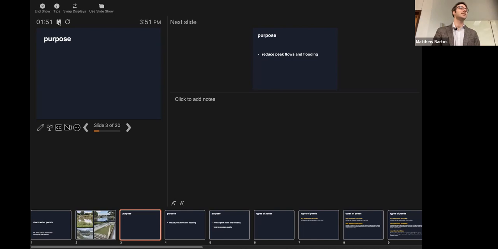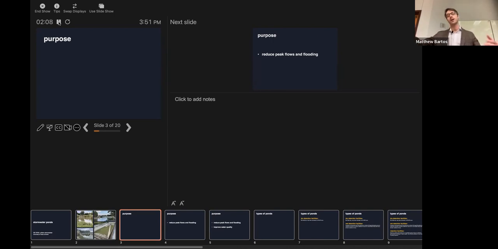Water quality, exactly. So that's the other main purpose for stormwater ponds: they can improve water quality. How do they do that? Sediment settles out. Right, sediments, great.